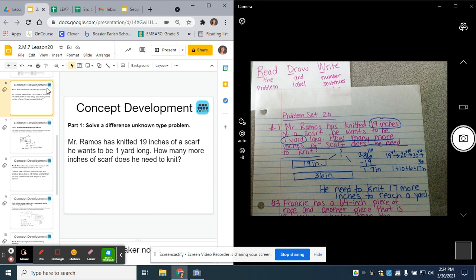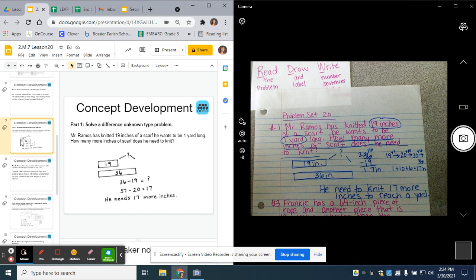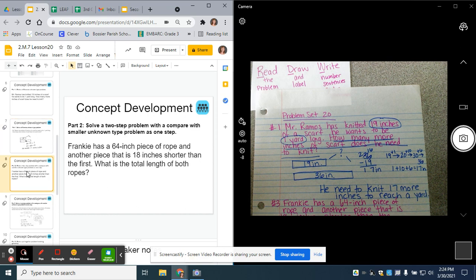All right. And here's the student example. Pretty much just like mine. He needs 17 more inches. All right, problem 2, which is actually number 3 on your problem set.